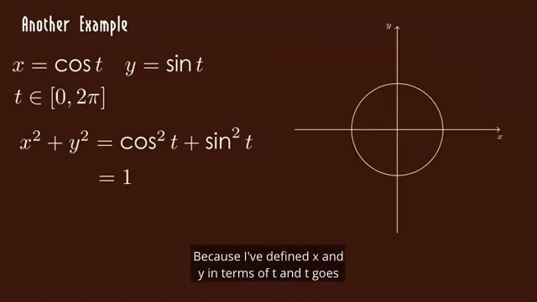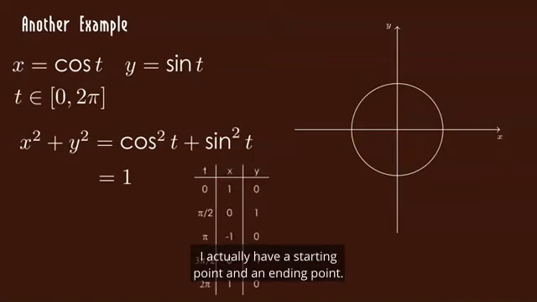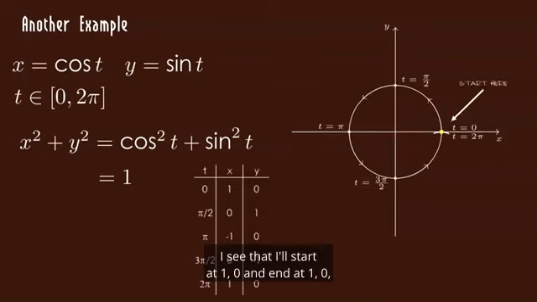Because I've defined x and y in terms of t, and t goes from 0 to 2 pi, I actually have a starting point and an ending point. So if I come up with a t-chart, I see that I'll start at (1, 0) and end at (1, 0), but I go all the way around the circle once.